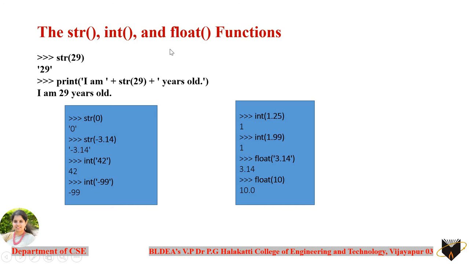The parameters that you can pass to these functions are values which can be converted to the string, integer, or float. To str you can pass any value which can be converted to a string. Even an integer can be converted to a string, just by putting quotation marks around it. So you can see str of 29. I want to convert this 29 to a string, so you can just type str of 29. The output that you get is with single quotes, that is '29'. The next is print "I am" plus str of 29. As I told you, if you want to concatenate with these strings, you can convert it here.